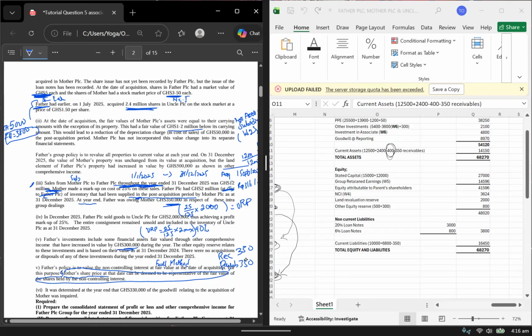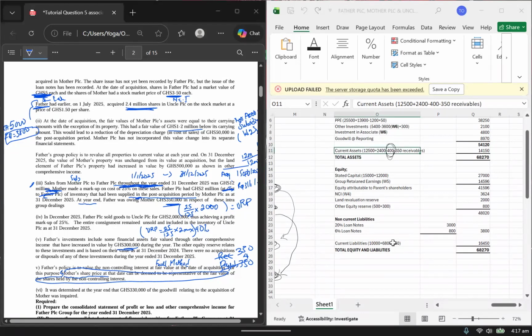Okay, so they are saying that because you're a single entity, you're not supposed to have these two entries in your books. So this and this must be cancelled out from receivables and from payables. That's why for receivables I've indicated 350. And then when you come to current liabilities, 350 here as payables, and then this 350 as receivables. If you add them, 68,270.